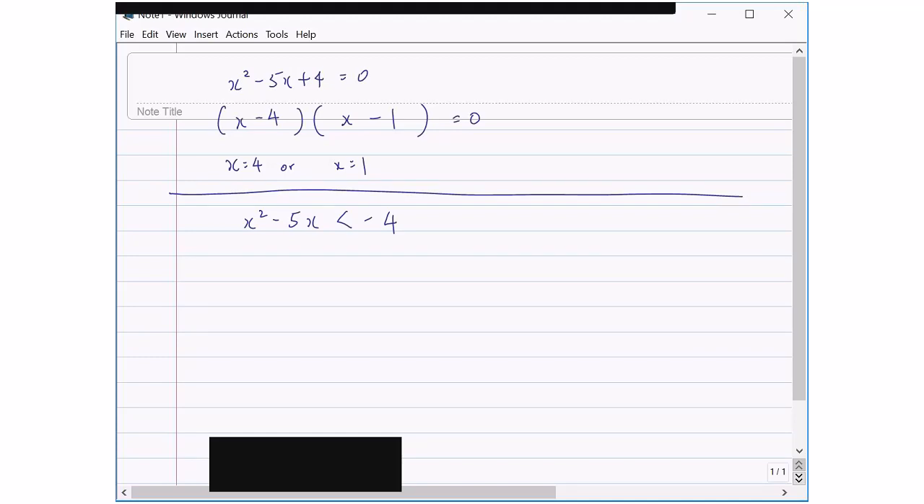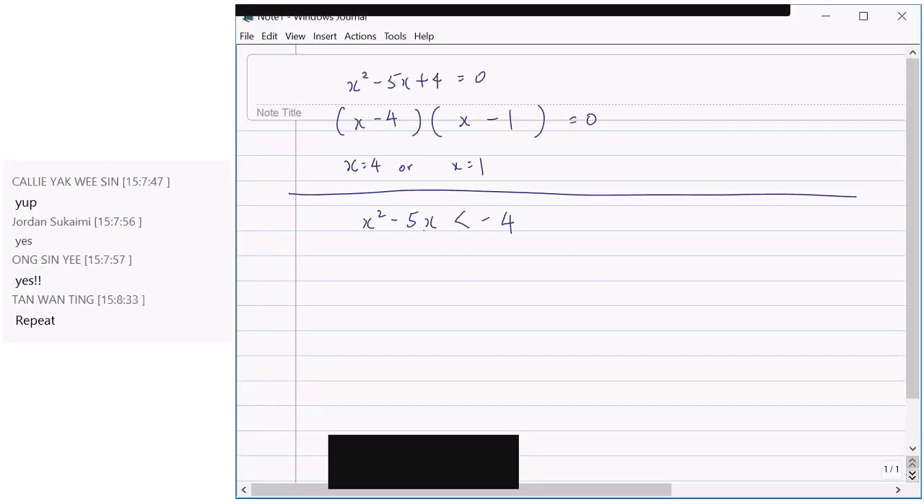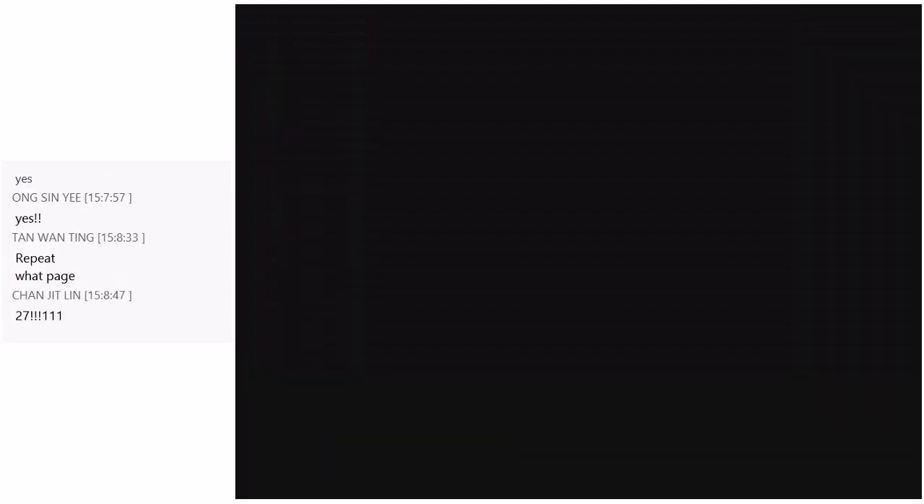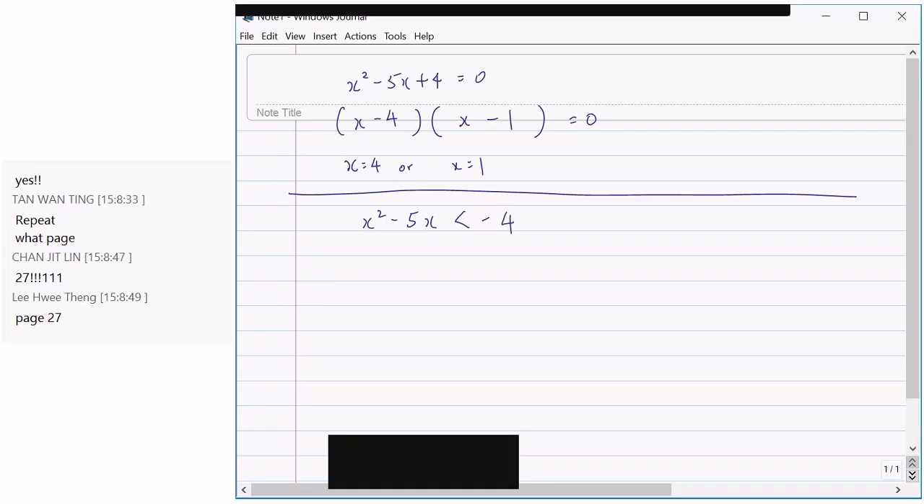Okay. So far so good? Repeat? I repeat. Turn your book to page 26 or 27, around there. 27 will be better. Okay, page 27. Stop asking me how long. 2 hours.